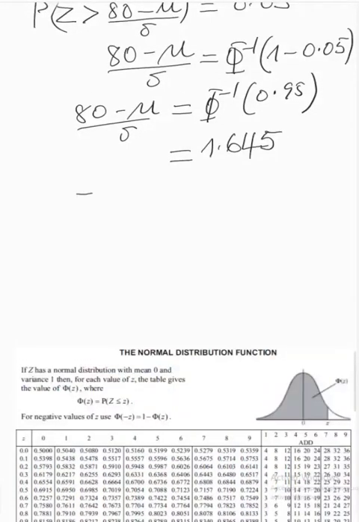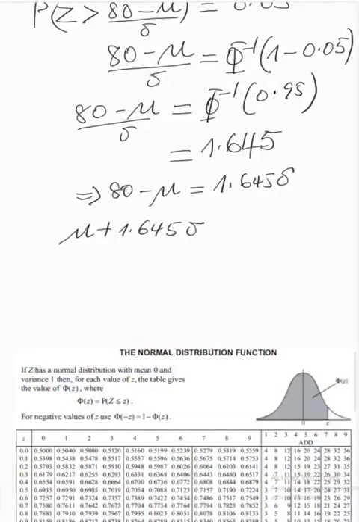So we have that 80 minus mu should be equal to 1.645 sigma when you cross multiply. Mu plus 1.645 sigma should be equal to 80, and that gives equation 1. Since we have 2 unknowns, we have to get another equation and then solve simultaneously.